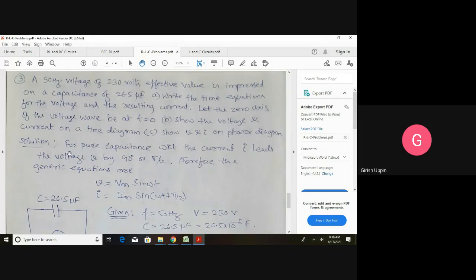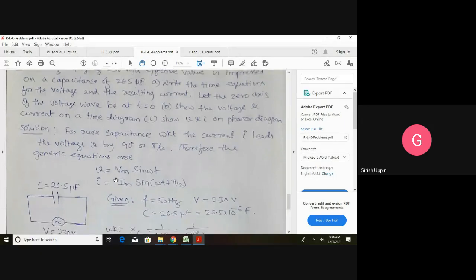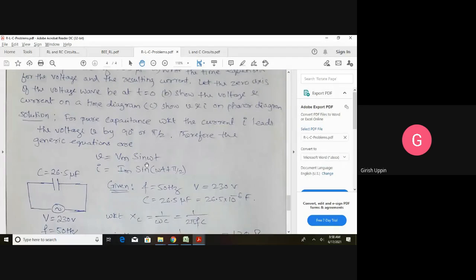The first thing is, in case of a pure capacitance, current I leads the voltage V by 90 degree or pi by 2. Therefore the generic equations are V is equal to Vm sin omega t, I is equal to Im sin omega t plus pi by 2. You have to remember, plus pi by 2. So if I find Vm, Im and omega, my equations are ready.